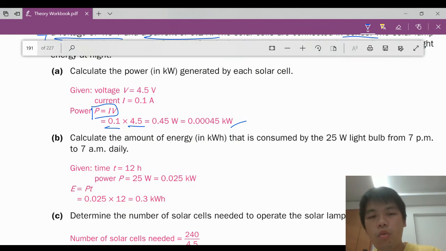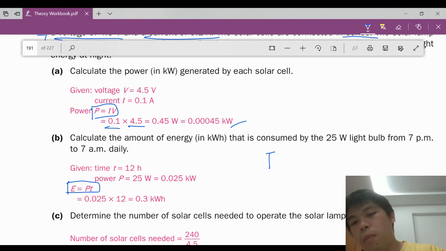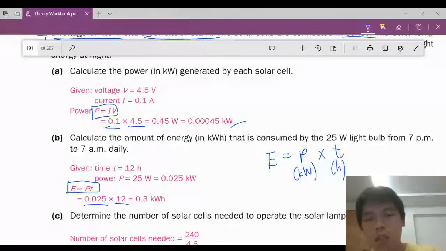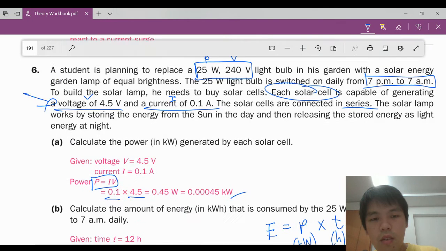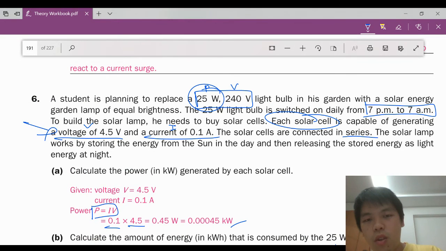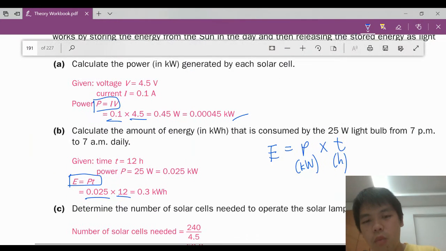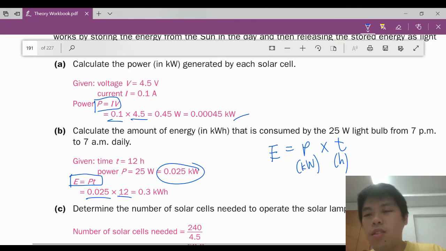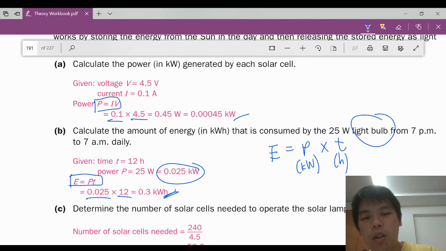Once you have your power ready, you want to calculate the energy used. So energy equals power times time. Remember, when I use it, power times time, I like to have the habit of writing down the units so that I know what my units must be. 7 p.m. to 7 a.m. is 12 hours. The power is from the top here. So it uses 25 watts. If we convert it into kilowatts, that will be 0.0025. Why? Because this is for the light bulb, and then we will have this amount of energy.